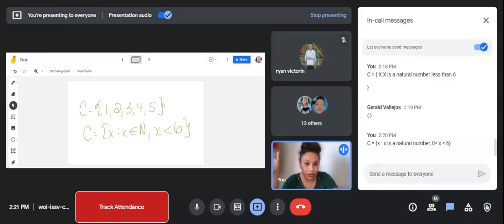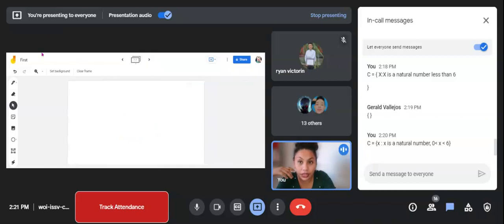Let me find the activities. So let's work with the first activity, right? Let me go to another slide. The first question is A is equal to A, E, I, O, U.